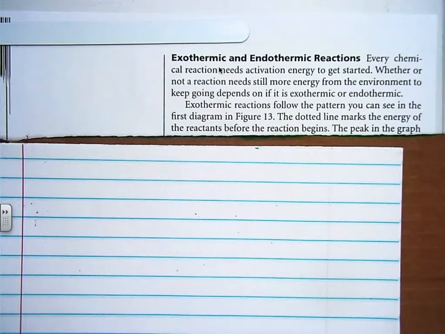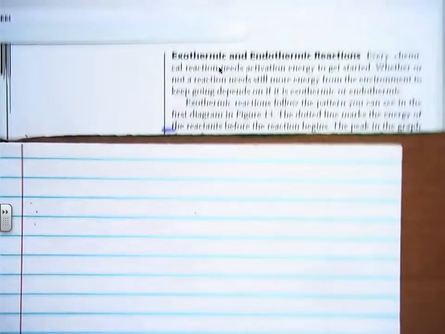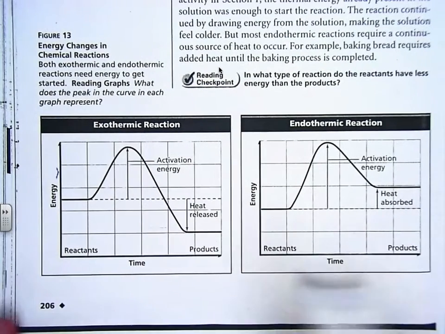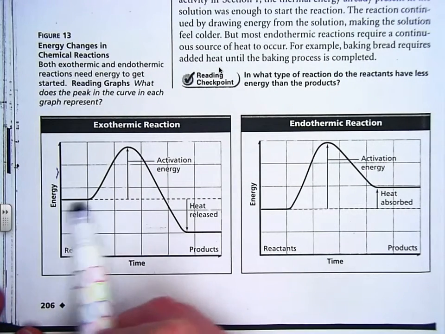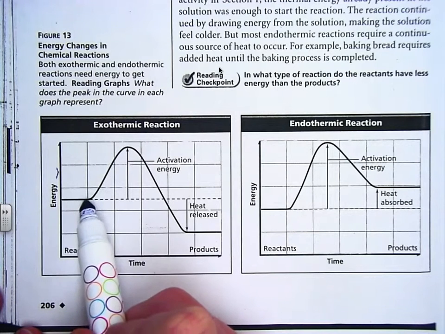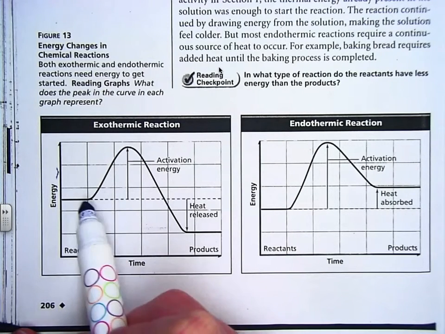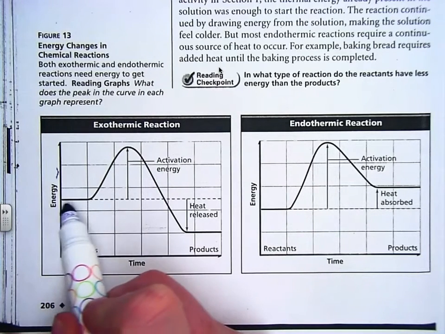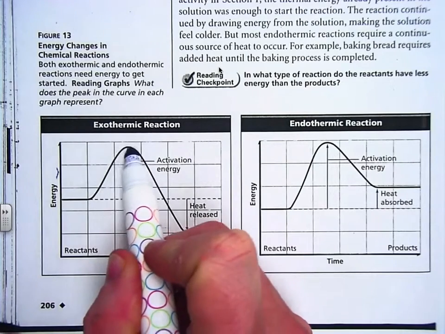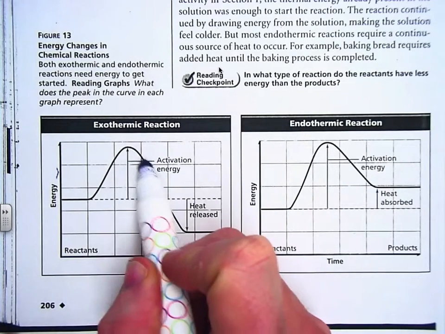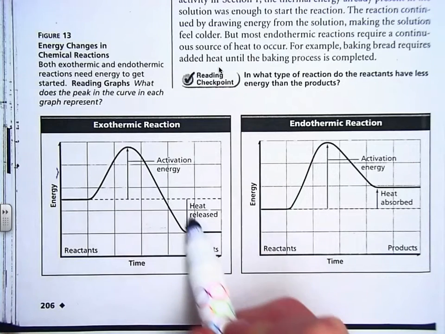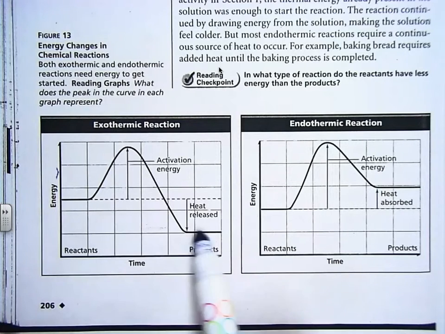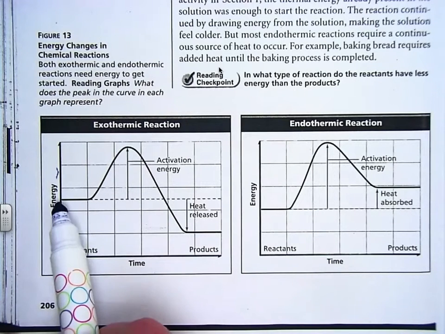Okay, so I'm just going to put a little mark where I stopped, and let's go look at figure 13. So here is where the energy of the reactants is, where it starts. This line represents time down here and energy here. So as time goes on, you have to give it a push, a boost of activation energy. And once it gets to the top like a roller coaster, then it falls all the way back down to the bottom. So in the end, the products have less energy than the reactants.